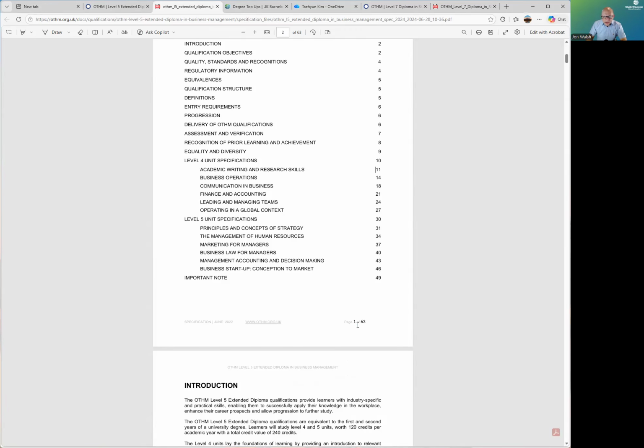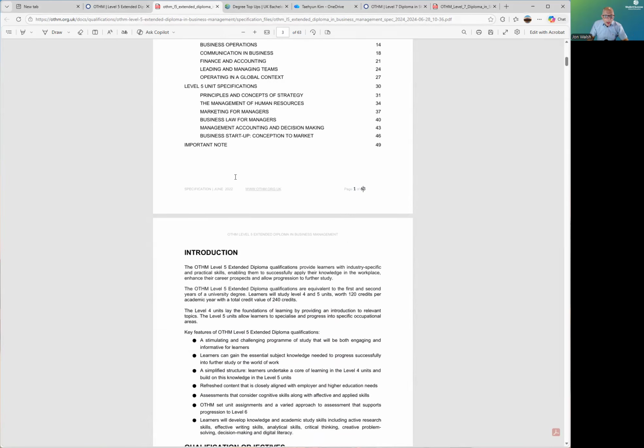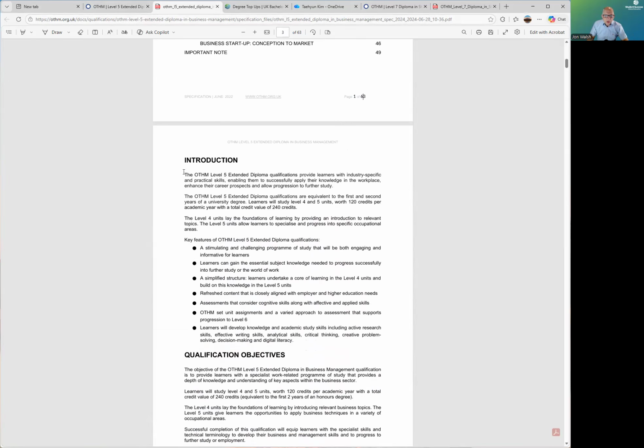Now, this document, and you can see here, it's 63 pages long, and I'm not going to go through all 63 pages. People can look at them if they wish. It's just on an open platform online, and anyone can view the OTHM organisation documents. Okay, because they're not hidden; they're there for everyone to see. It talks about the OTHM Level 5 Extended Diploma.